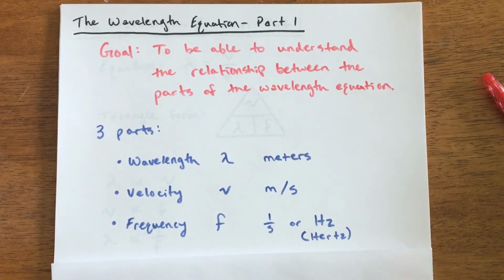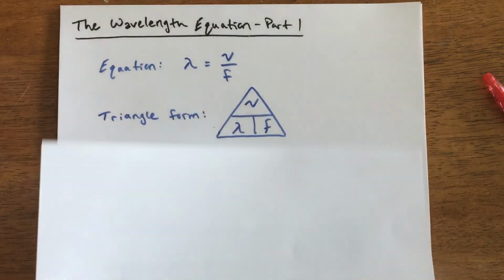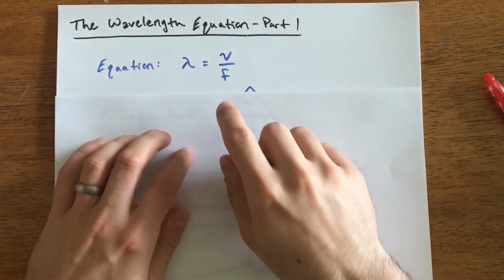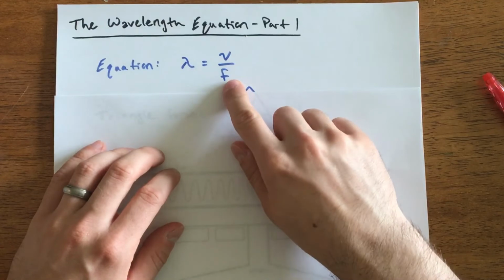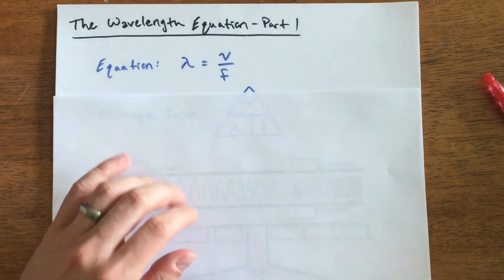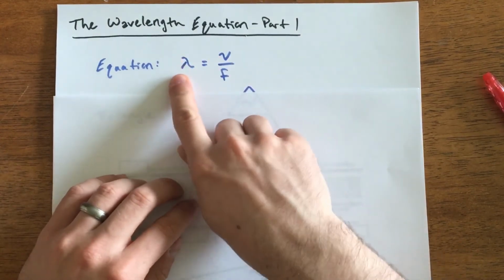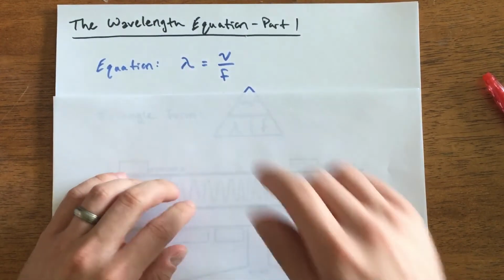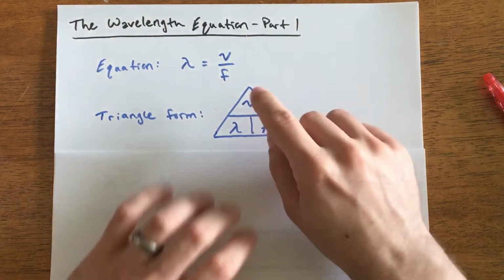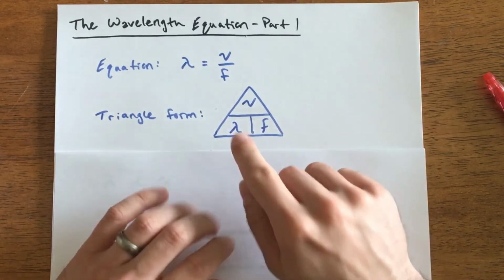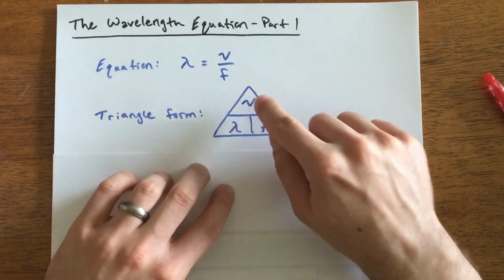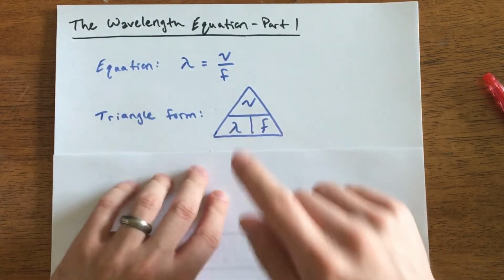Let's take a look at the equation itself. The equation itself is that the wavelength of a wave is equal to the velocity or the speed of that wave divided by its frequency. And you'll notice that that works out nicely. This is meters per second. We divide by per seconds, and we're left with a length of just meters. The triangle form of that looks like this. So velocity divided by wavelength is equal to frequency. Wavelength times frequency is equal to velocity. And as in our equation up here, velocity divided by frequency is equal to wavelength.